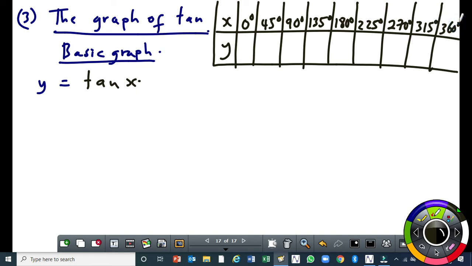Okay. Now, tan 0 is 0. Tan 45 is 1. Tan 90 is undefined. Okay. So here, just allow me to write it as undefined. Right. Tan 135, that's negative 1. And tan 180 should give me a 0. Right. Tan 225, that's a 1. Tan 270, that's undefined. And then tan 315, that should be negative 1. Tan 360, that should be 0.